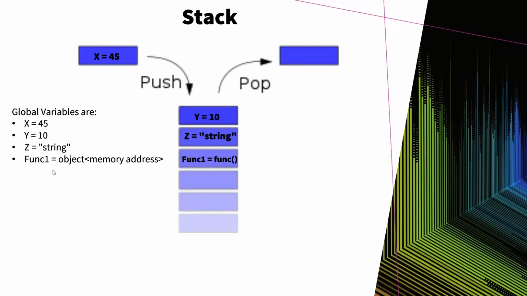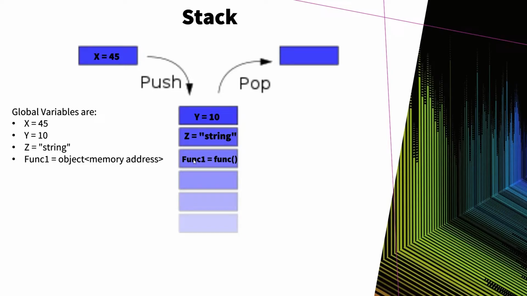As you can see, func1 will be the object, and then it will give you the memory address. Later on in this course, we will go into more detail on what objects are. And memory address basically means where on your computer specifically this function is stored.